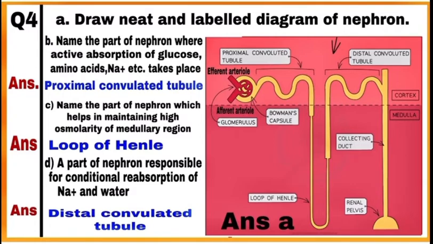Part C. Name the part of nephron which helps in maintaining high osmolarity of medullary region. It is loop of Henle of nephron, which helps in maintaining the osmolarity in the medullary region. Part D. A part of nephron responsible for conditional reabsorption of sodium ions and water. It is distal convoluted tubule of nephron, where conditional reabsorption of sodium ions and water takes place.